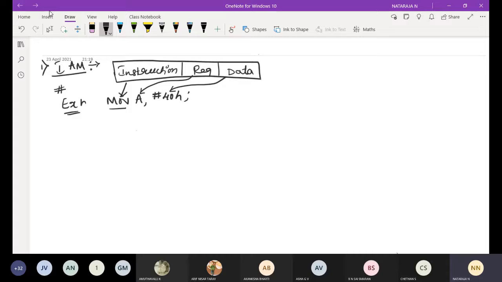Okay, next example: MOV DPTR, #8000h. What is the meaning of this? This is also a register. I'm going to store the data 8000h to DPTR. Can anyone tell me what the DPTR is? Data pointer. Data pointer, very good.